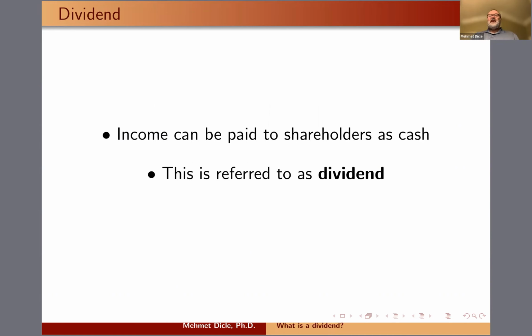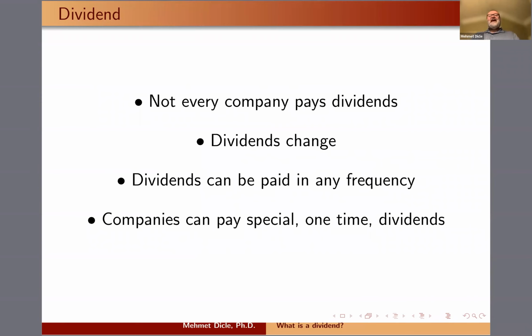And income can be paid to shareholders as cash, and this cash payment is referred to as dividends. So not every company pays dividends, and not every shareholder wants dividends. Dividends can change. And dividends can be paid at any frequency. They could be monthly, quarterly, annual, or they simply do not pay.